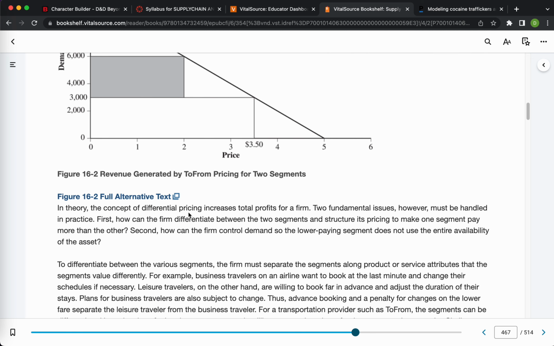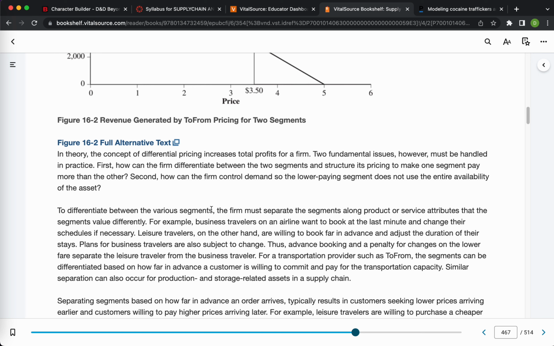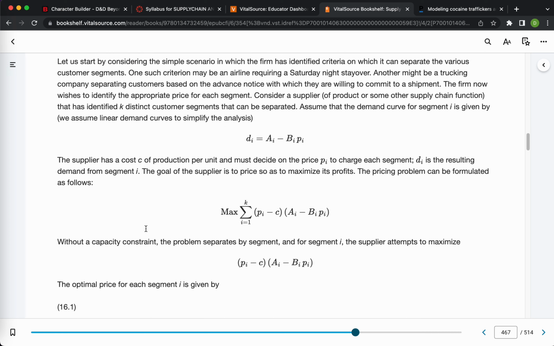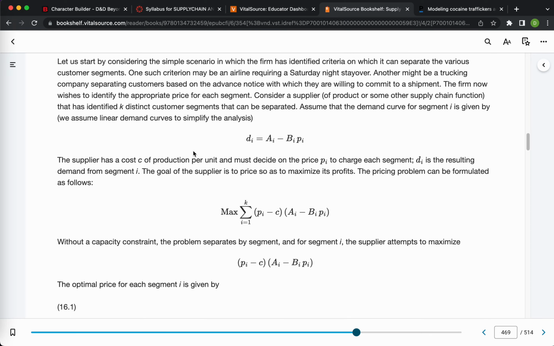So variable pricing is definitely useful, right? That's the bottom line that you get from this. So the question is, how does a company decide this? And that's what we're going to be talking about with this model. So let's look at how you do pricing for multiple segments.